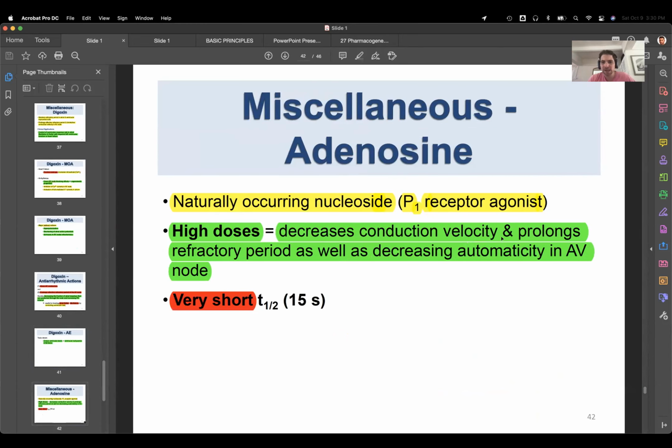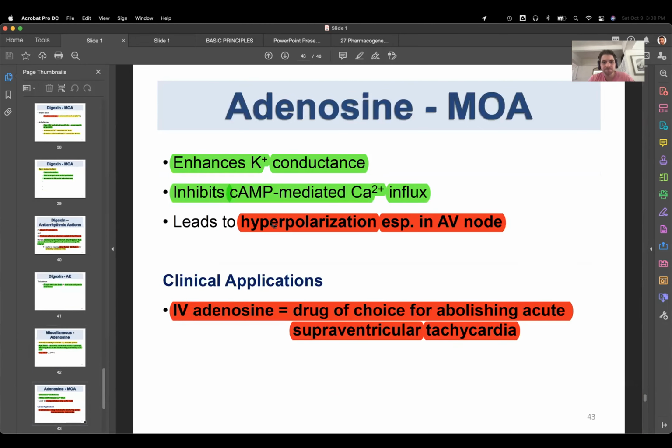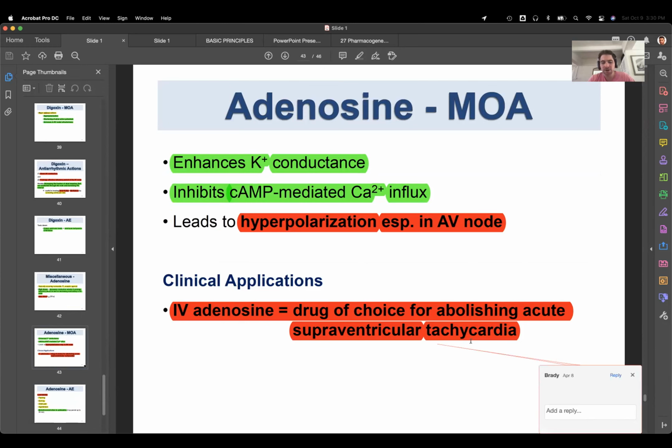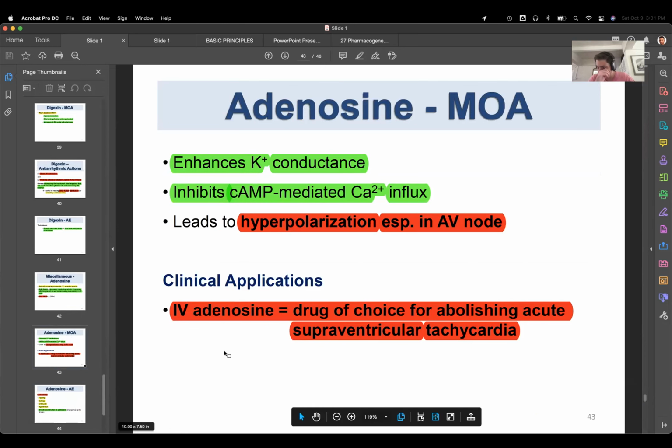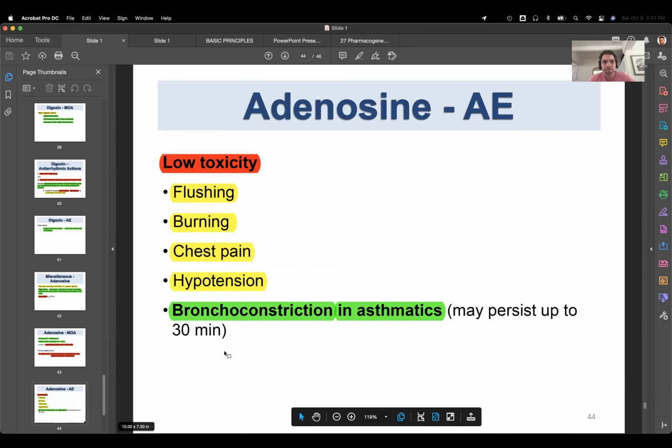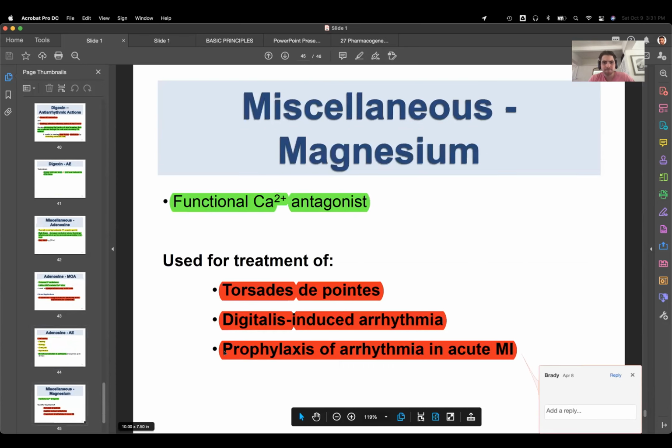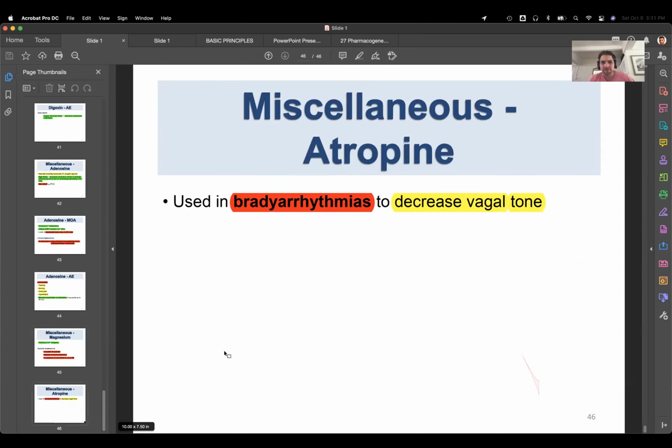Adenosine, very short acting, can help to fix arrhythmia short term. So abolishing acute supraventricular tachycardia. So you can give adenosine, and it'll help to fix it in an acute setting. And I don't think they'll ask you about any of this, magnesium, atropine, anything like that.